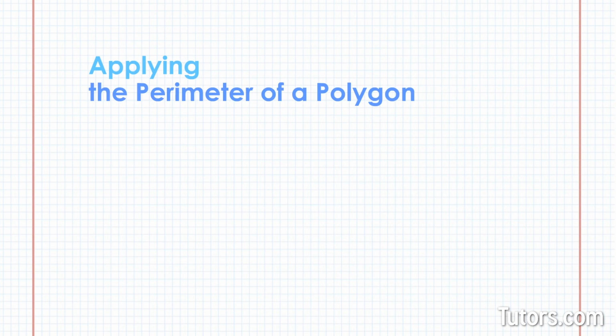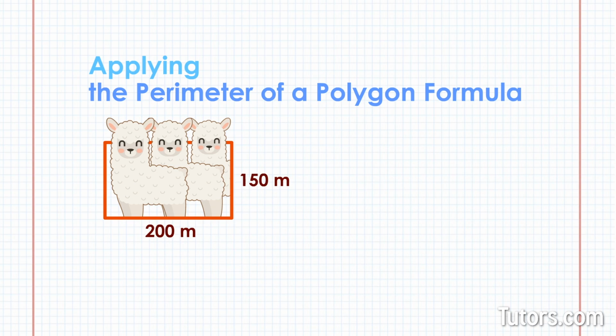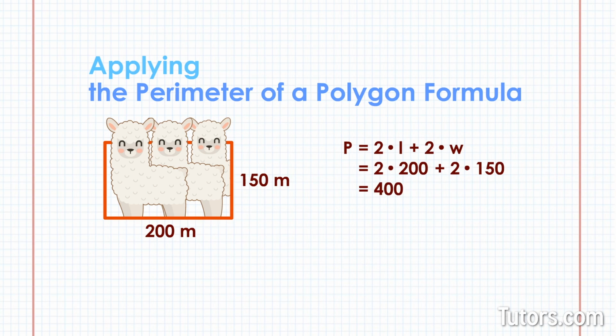Applying the perimeter of a polygon formula. Suppose you are fencing in a rectangular llama pasture that is 200 meters long and 150 meters wide. What is the pasture's perimeter? Apply the rectangle perimeter formula. P equals 2 times L plus 2 times W. P equals 2 times 200 plus 2 times 150. P equals 400 plus 300. P equals 700. The llama pasture has a perimeter of 700 meters.